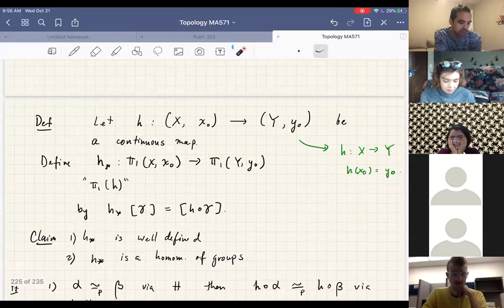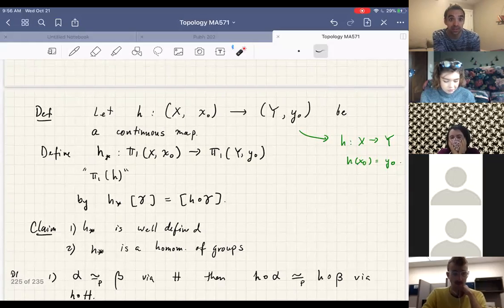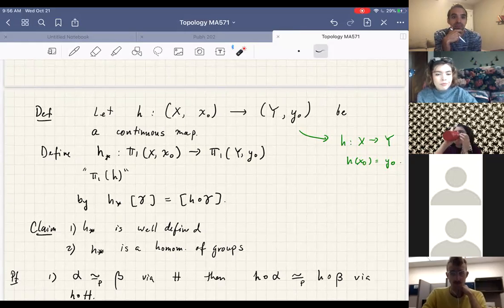Right, so we want to say that the fundamental group is a topological invariant of a space. What does that mean? We want to say that if we have two homeomorphic spaces, then their fundamental groups are isomorphic. In order to say this precisely, I have to introduce some definitions and some notation.